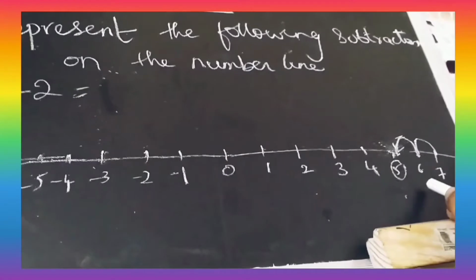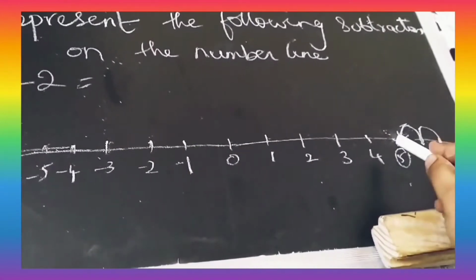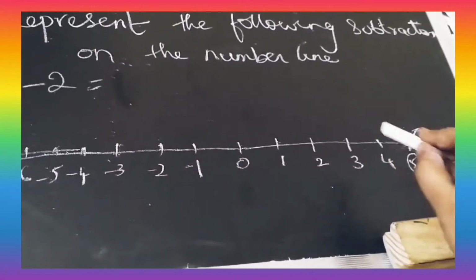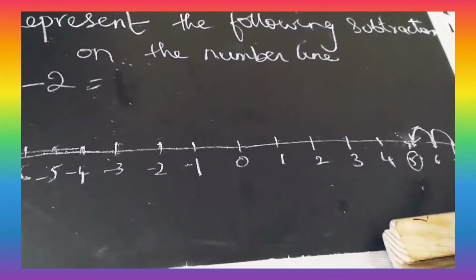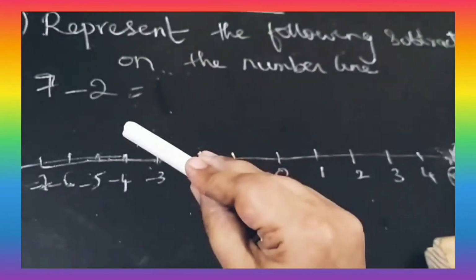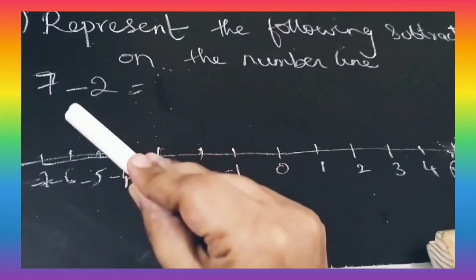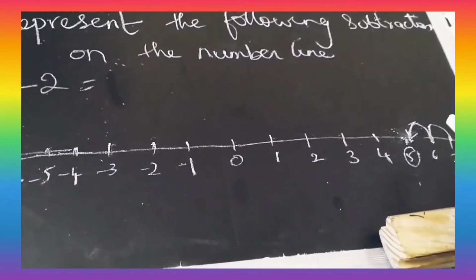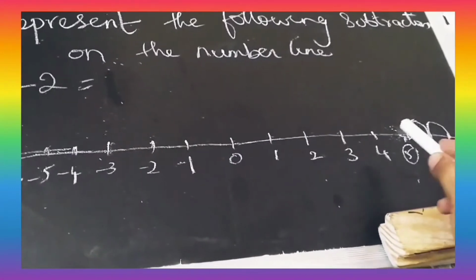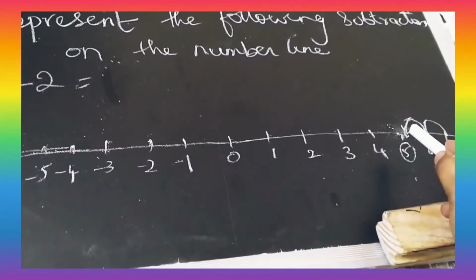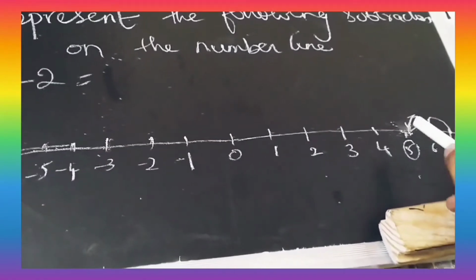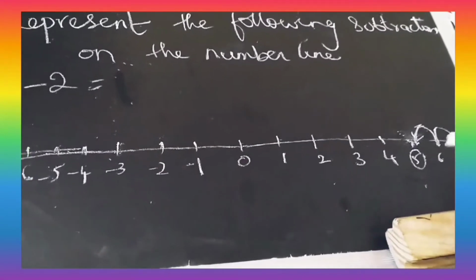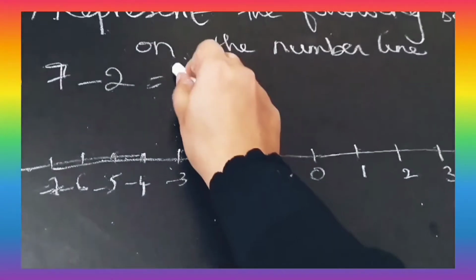Here 7 is there. For doing subtraction you have to move the curves on the left side. For doing addition you have to move the curves on the right side. So we are moving the curve on the left side 2 times. Here 7 is given, minus 2 you have to do now. Minus means you have to move the curve on the left side. 1, 2. You also have to keep an arrow showing which side you are moving. Here we are moving on the left side, so we are keeping the arrow here. So what is 7 minus 2? It is 5. 7 minus 2 is 5.